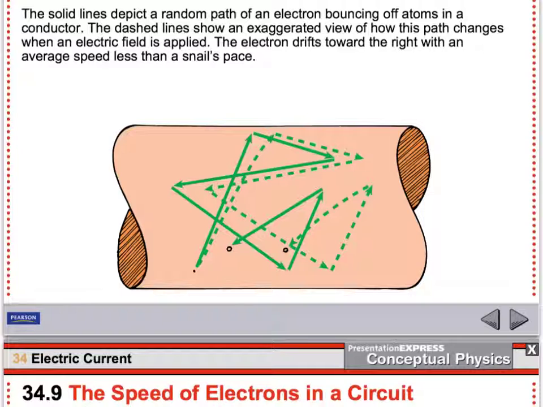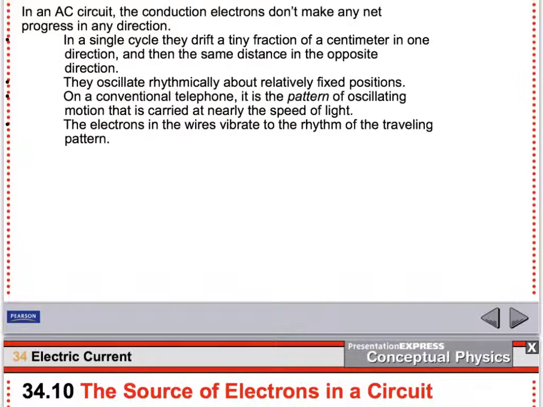This is an exaggerated view of the average speed, net speed of an electron. While it's going through random motion, if there's a voltage, it's also moving in a certain direction. And again, this is in DC current. Like was previously stated, in an AC current, the electrons don't make any net progress in one direction because they're being pushed and pulled. And it's the pattern, the oscillations of them, that transfer the energy.